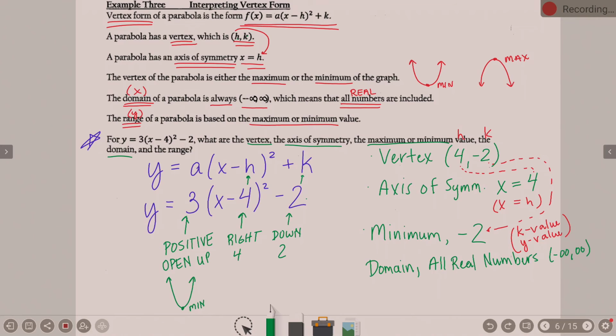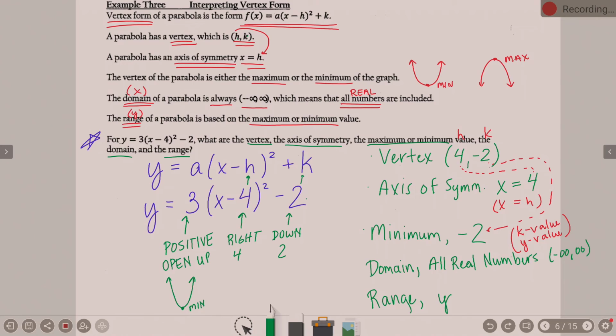Okay, guys. We have one more question. And that is your range. Now, range are what kind of values? They are y values, right? Now, in this case, I had a minimum, right? I had a minimum at what number? -2. So that means the lowest point of my parabola is here at -2.